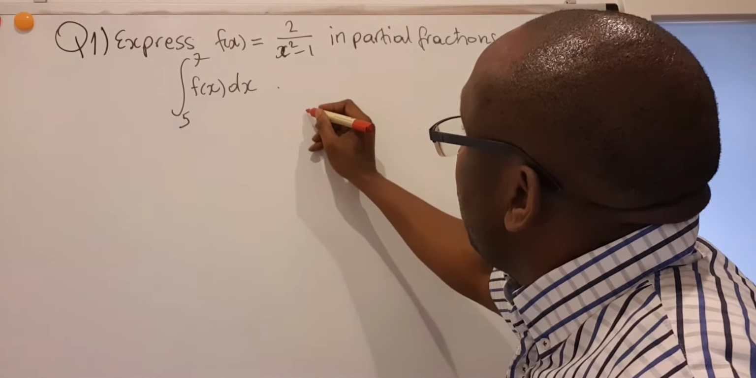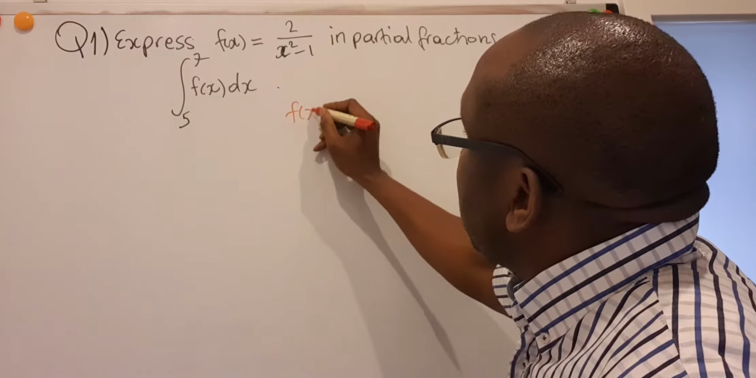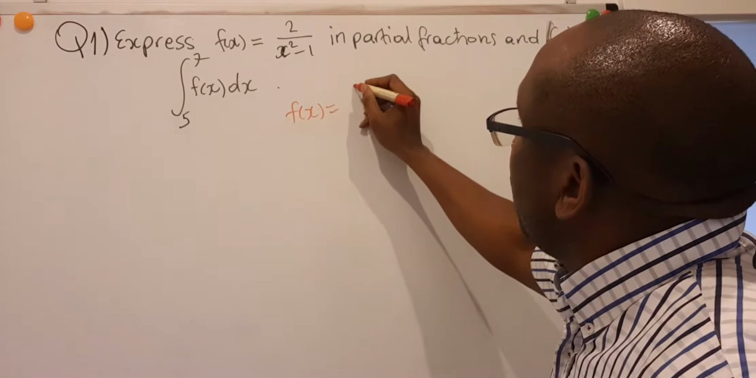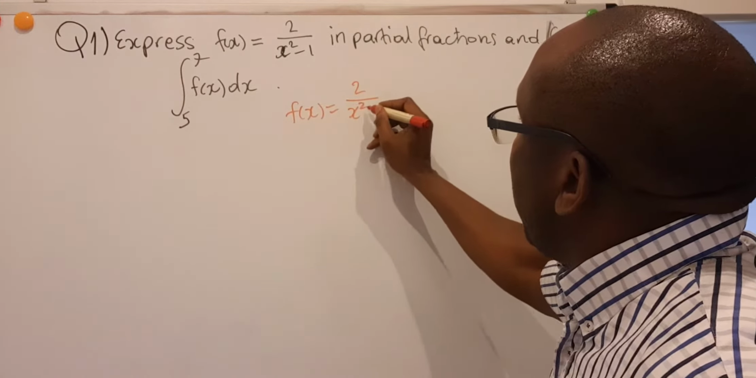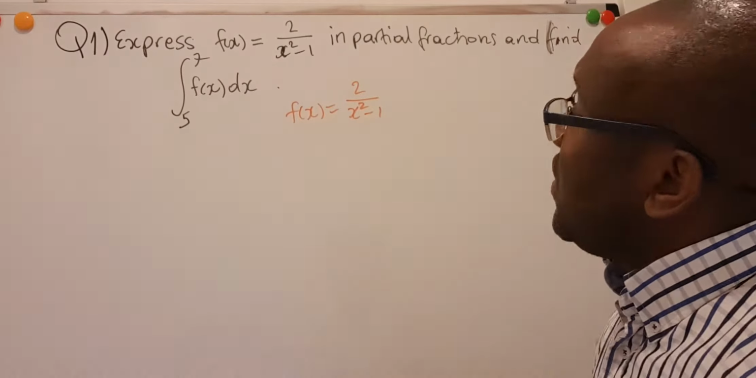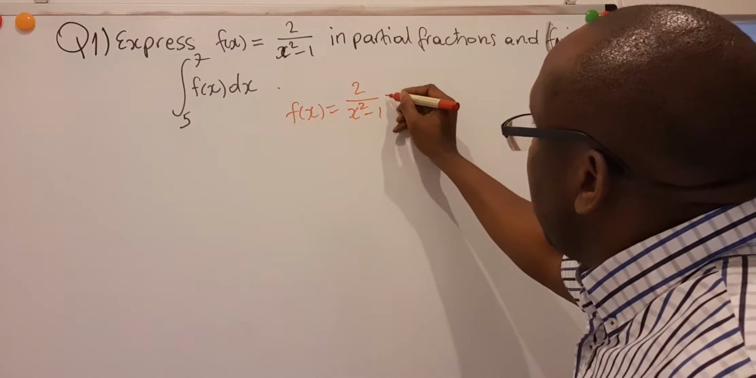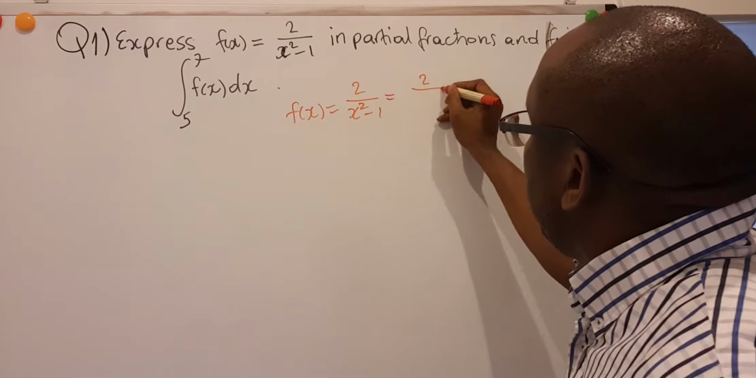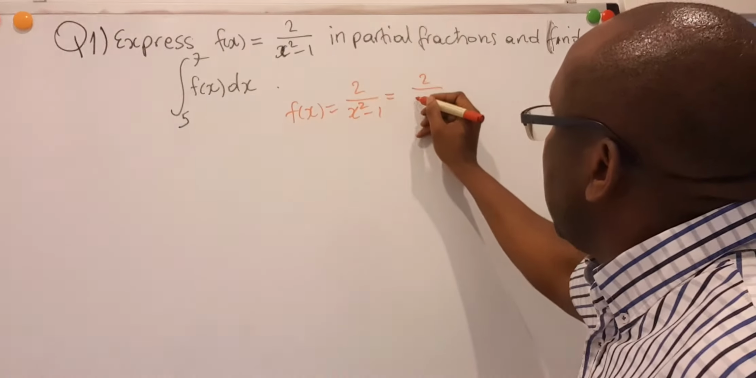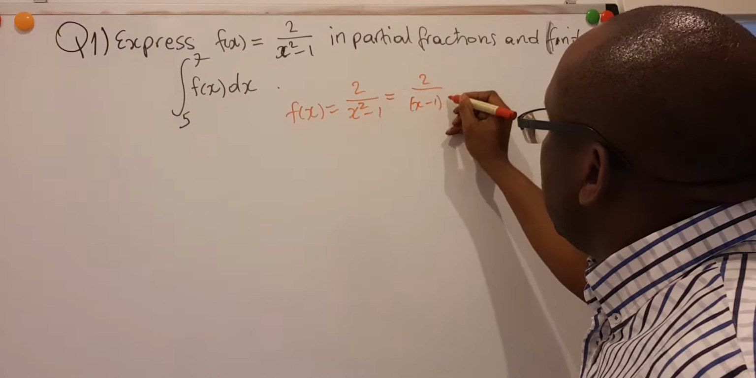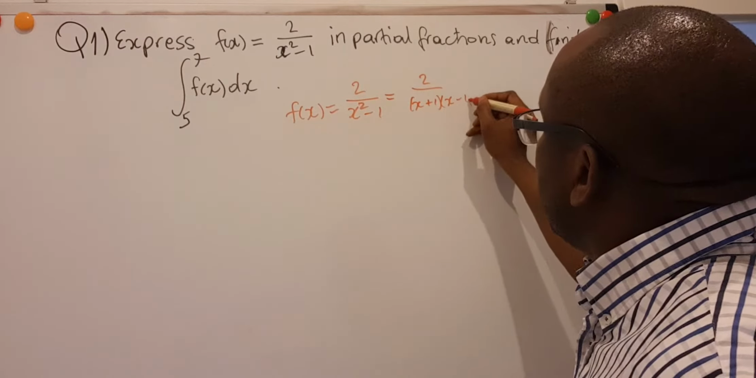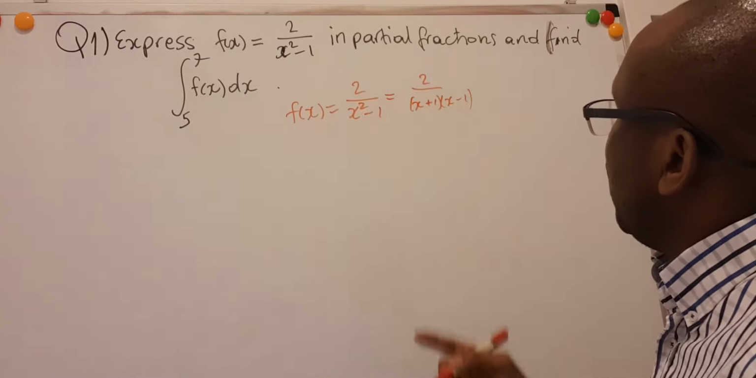So the first thing we have to do is, we have our f of x, which is equal to 2 over x squared minus 1. Express this in the form of partial fractions. If you look at this denominator, we can actually factorize it. This is the difference of two squares. That means x plus 1, x minus 1. You can change the order, just for beauty.